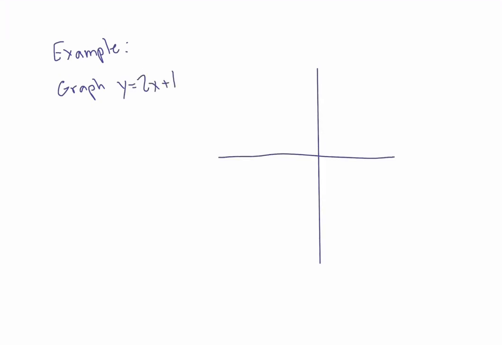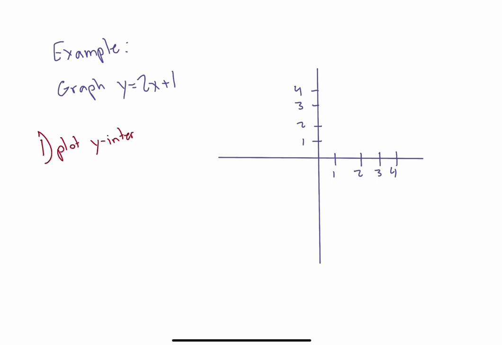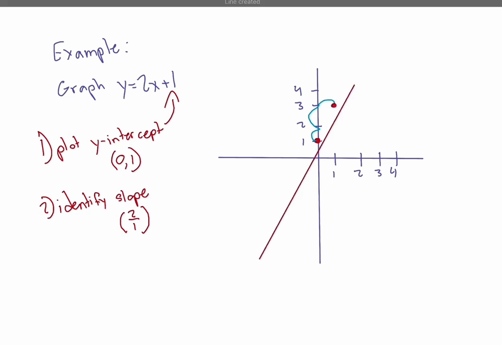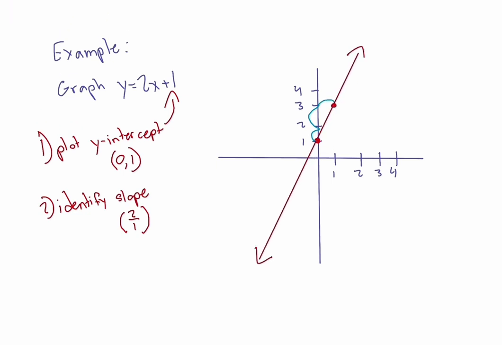This example says y equals 2x plus 1. The first thing we're going to want to do is identify the y-intercept and plot it. In this case, the y-intercept is going to be at the point 0, 1. So on our y-axis, we're going to go up 1 unit and plot a point there. From there, we're going to look at the slope, which is 2, or 2 over 1, and plot the next point. So since the slope is rise over run, we're going to go up 2 units and over 1 unit to the right and plot a second point at 1, 3. Now we can draw a straight line through these points and complete the graph.